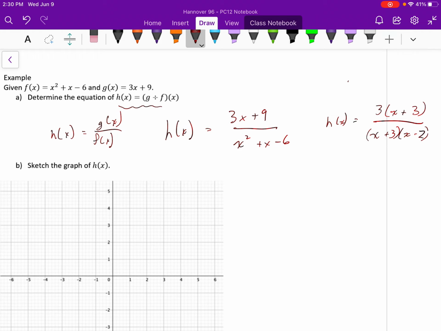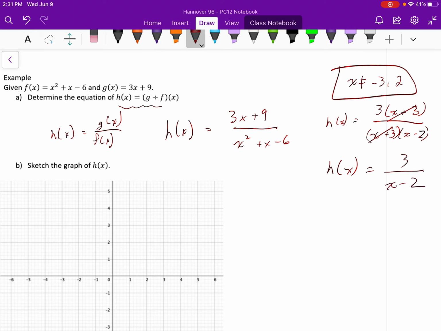And what we should see is h of x cannot be equal to, x cannot be equal to negative 3 or 2. So there's my non-permissible values. And what you're probably noticing, you're probably yelling at the screen, is that you can cross out a common factor of x plus 3 from the numerator and the denominator.